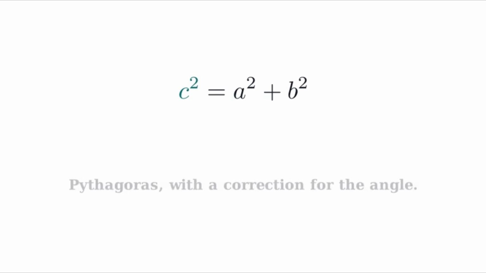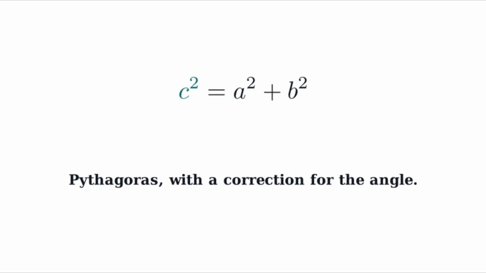Pythagoras isn't a different theorem. It's this one, with the angle set to square. Pythagoras, with a correction for the angle.